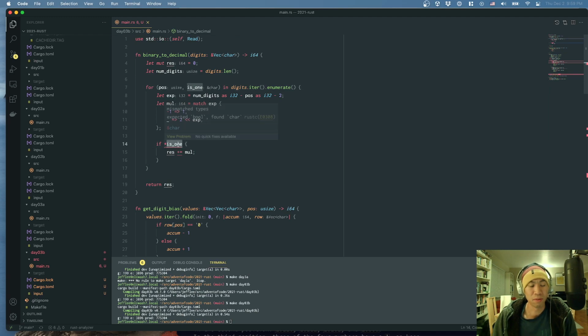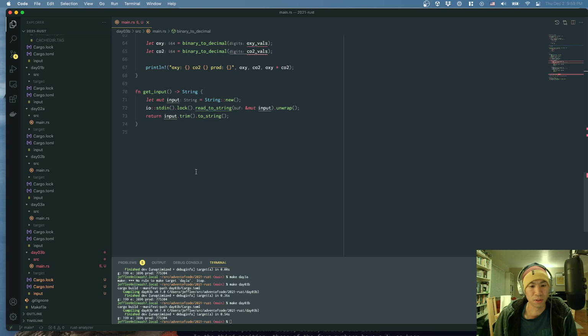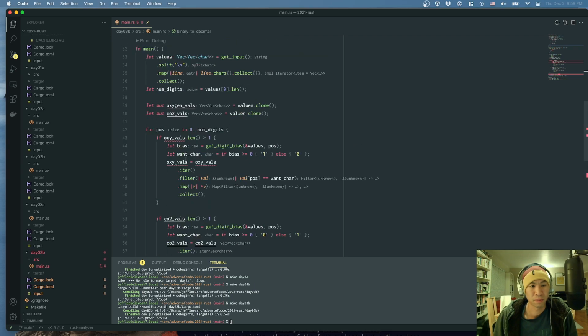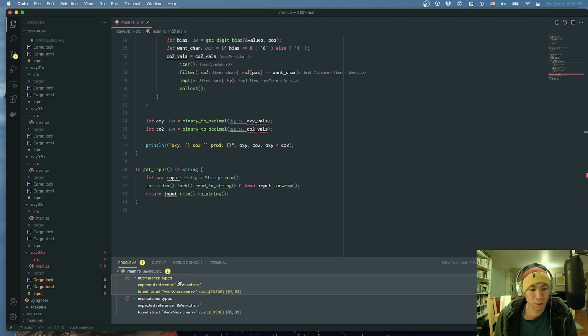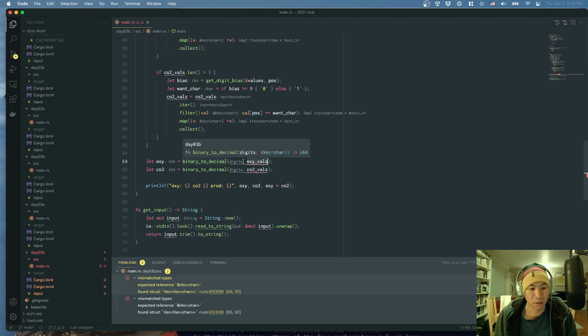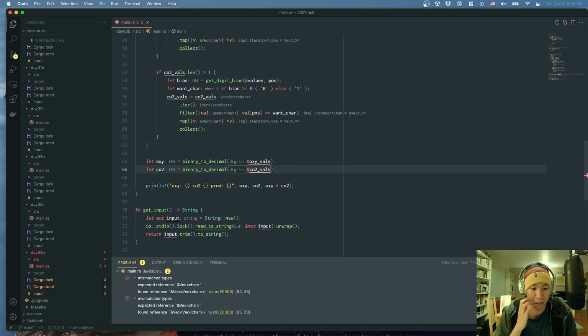And then what we can do here is, if the character is equal to 1, then we'll do the conversion. And that should hopefully resolve our type mismatch here. Oops, forgot to rename up here. Should have just done a rename symbol. Okay, so let's see. It is still complaining here about this because I need to actually get the reference here.